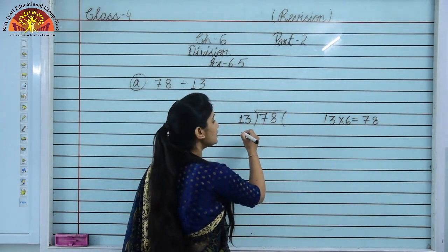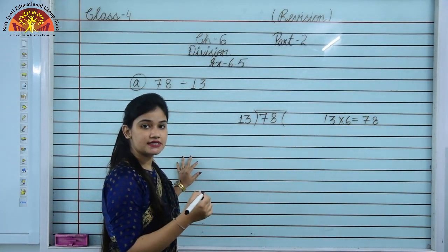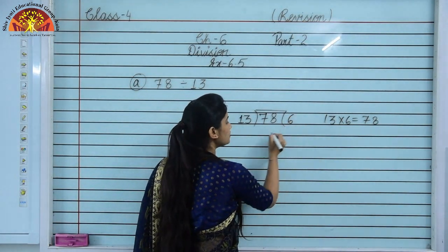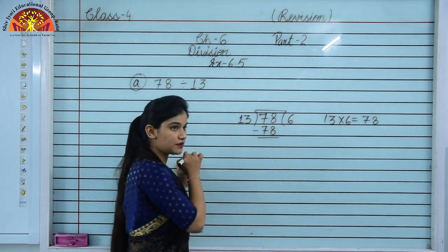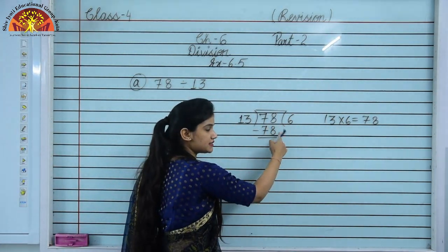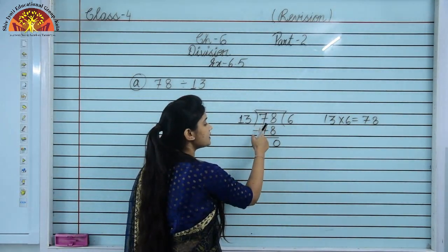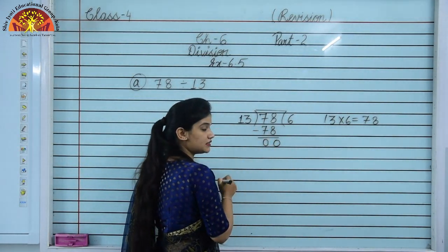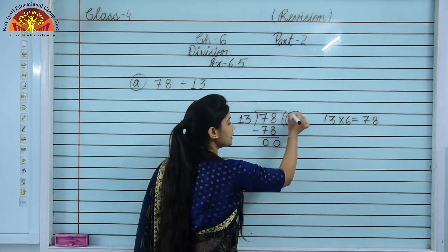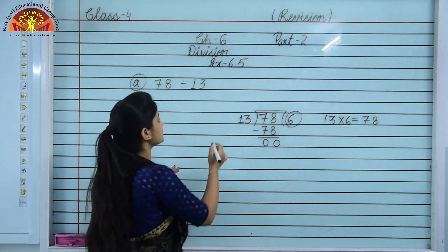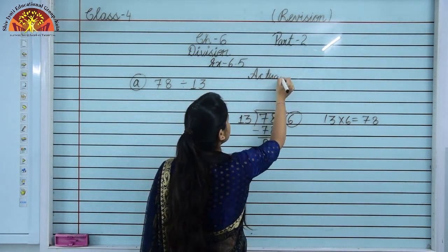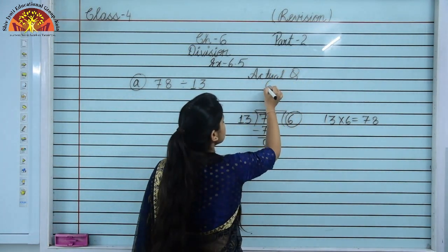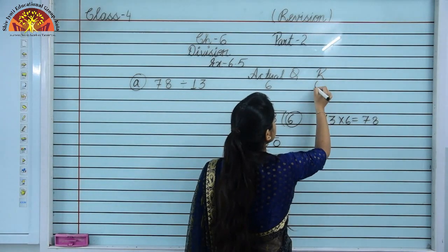So now 13 6 are 78. So 6 will come here and 78 will come here. Now we have to subtract the numbers. 8 minus 8 will be 0 and 7 minus 7 will be 0. So now this is the actual quotient, that is 6. What is the actual quotient students? Actual quotient is 6 and remainder is 0.